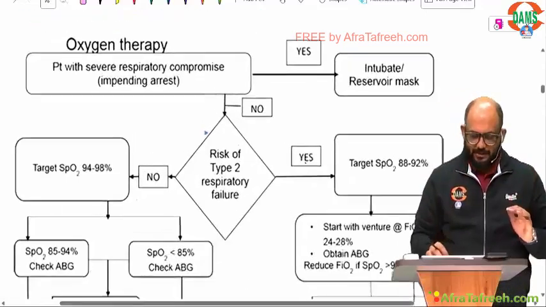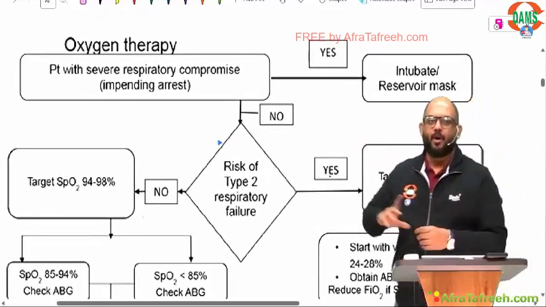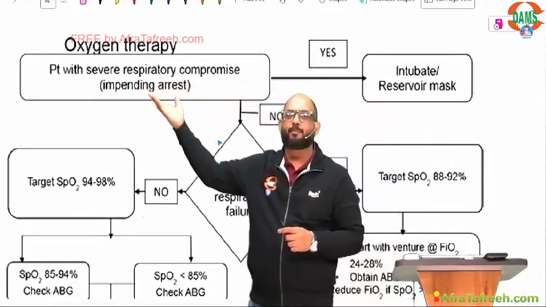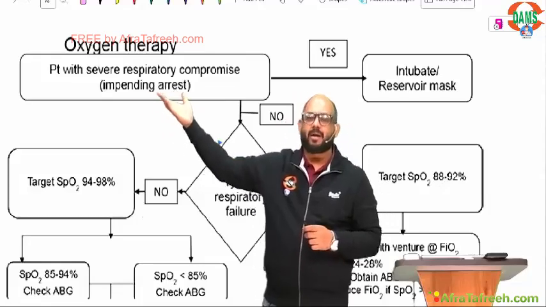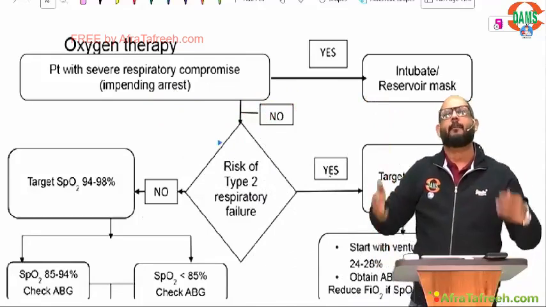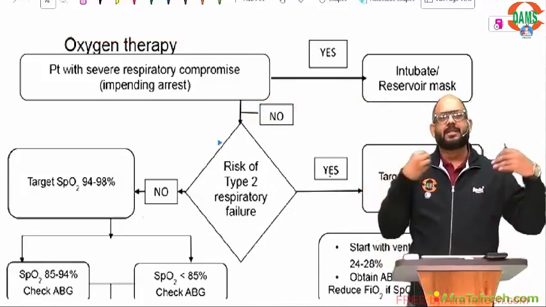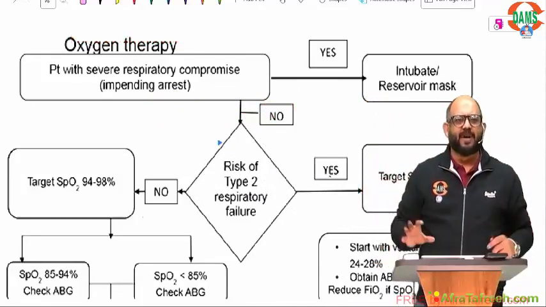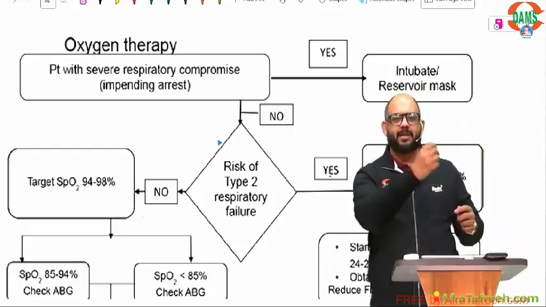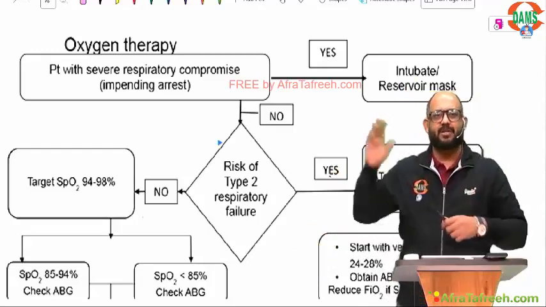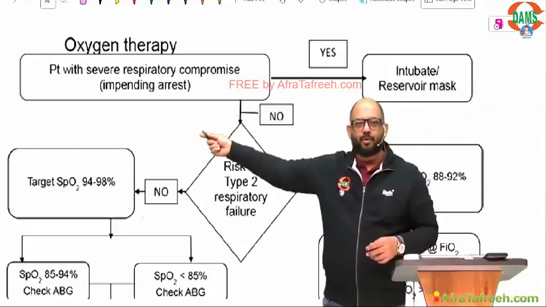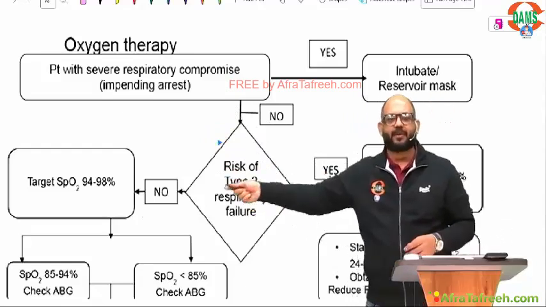This is the algorithm for oxygen therapy. Patient comes with severe respiratory compromise or impending arrest, respiratory or cardiac. Immediately intubate. That is what you will do. Patient is not maintaining at all. GCS less than 8. Risk of aspiration. Patient has massive injury. Patient is in frank pulmonary edema. There is a massive myocardial infarction. Immediately intubate.